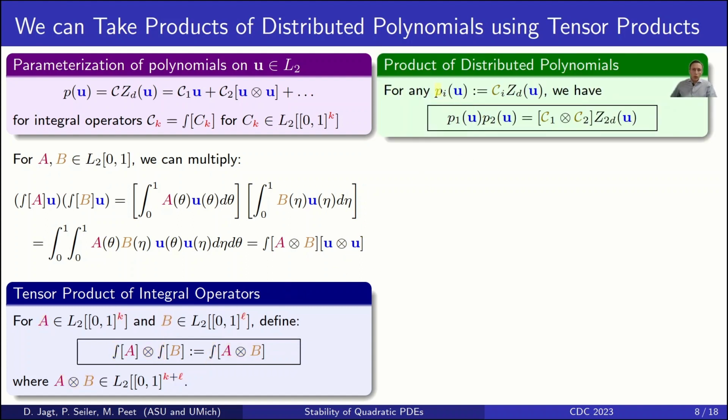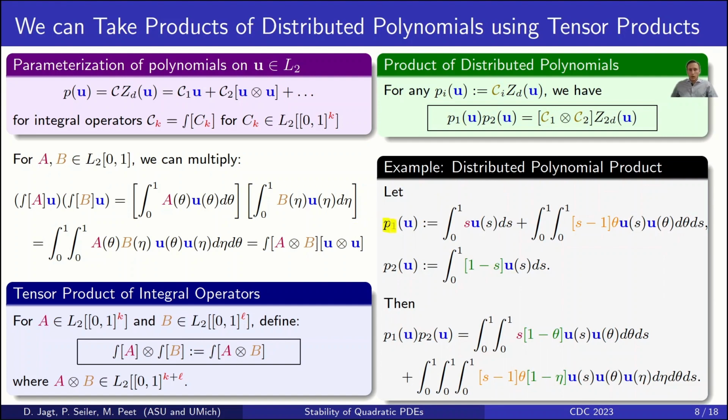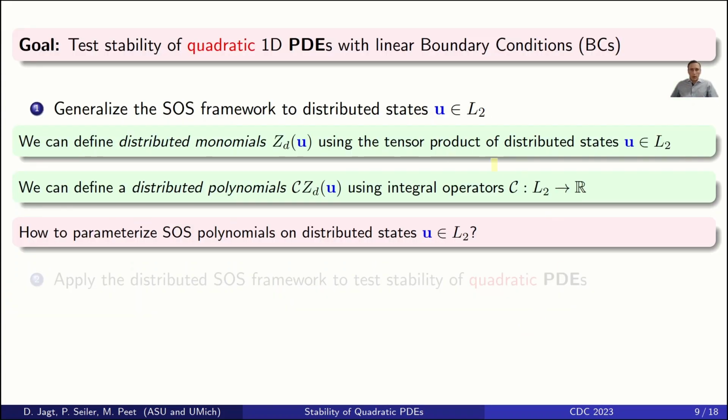And then defining the tensor product of these integral operators in this manner, we can show that for any two polynomials, P1 and P2, defined by integral operators C1 and C2, the product of these two polynomials is again a distributed polynomial with integral operator defined by the tensor product of the integral operators C1 and C2. So for example, if we consider the product of this quadratic polynomial P1 and this linear polynomial P2, then the result will be a cubic polynomial where you see that this kernel corresponds to the tensor product of this kernel and this kernel. So in this way, we can define polynomials on our distributed state U using these integral operators.